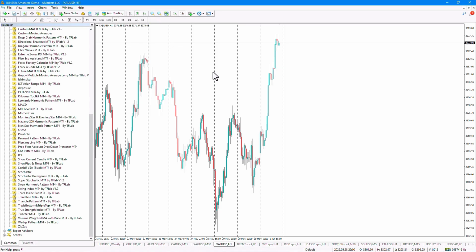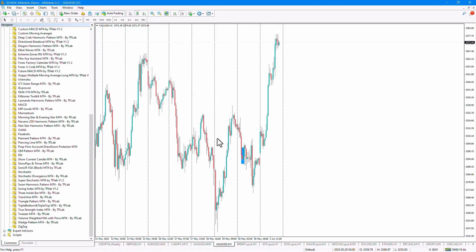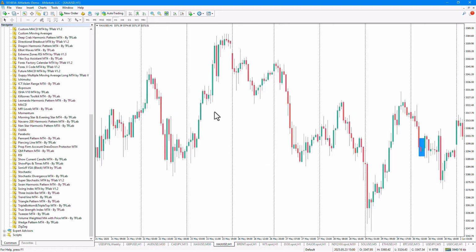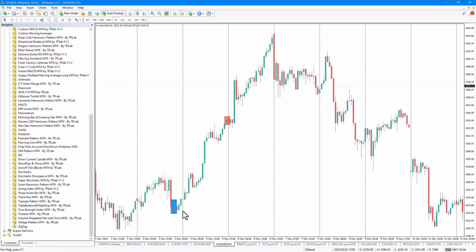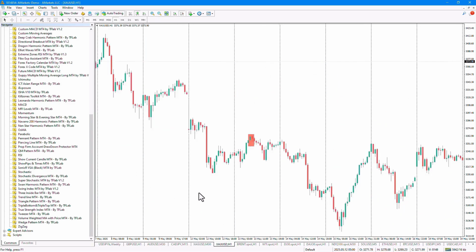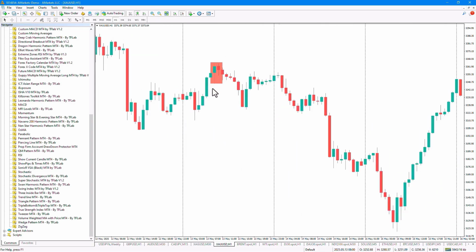From the Navigator section, we select the indicator file and run the indicator by dragging the file onto the chart. Once the indicator is running on the chart, it starts identifying and displaying bearish and bullish piercing candlestick patterns on the price chart. Traders can use the piercing line indicator to help identify this specific reversal pattern and, based on it, detect possible price reversal points.